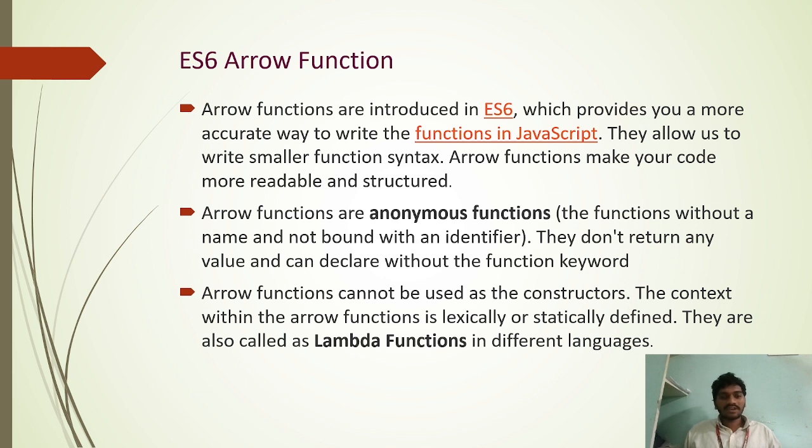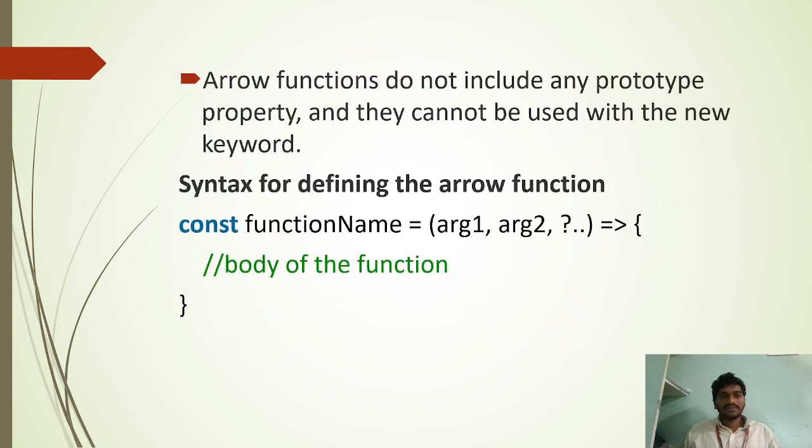The context within arrow functions is lexically or statically defined. They are also called lambda functions in different languages. And arrow functions do not include any prototype property and they cannot be used with the new keyword.